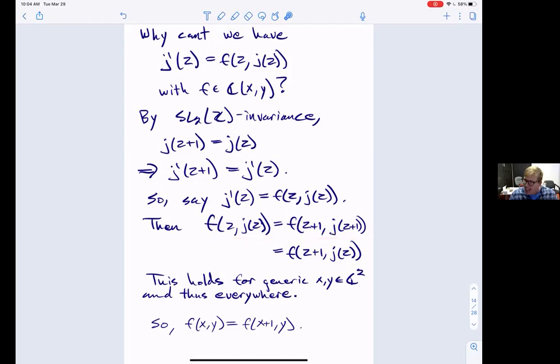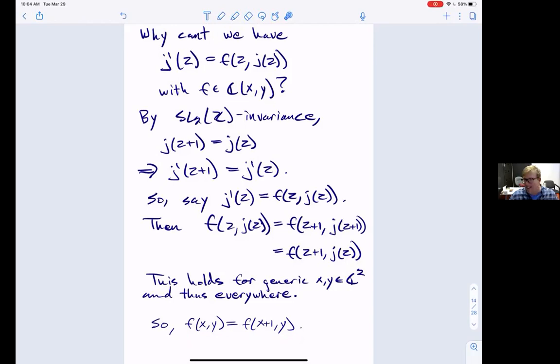But now J is itself SL2 invariant. So I can change J of Z plus 1 to J of Z. And this holds for generic X, Y, in C^2 for various reasons, which I won't say. But then it has to hold everywhere. And so F of X, Y equals F of X plus 1, comma Y.